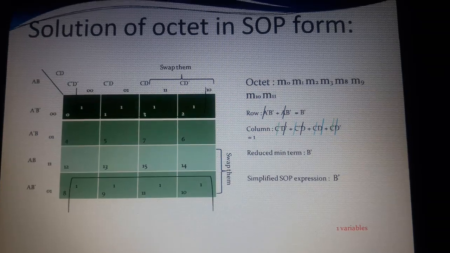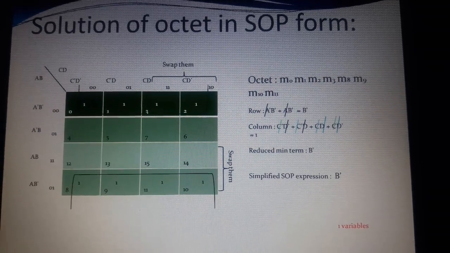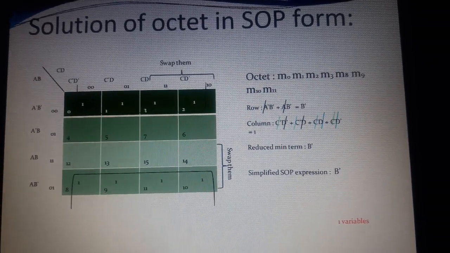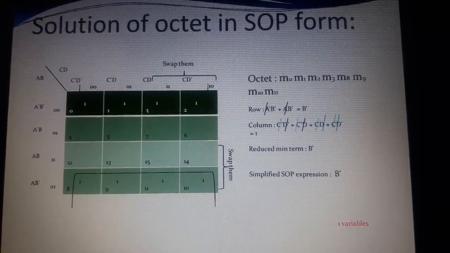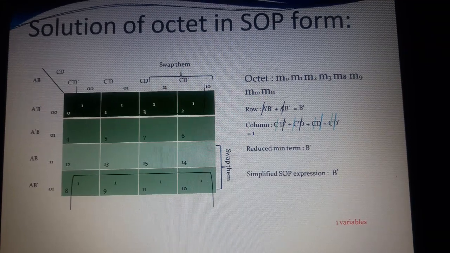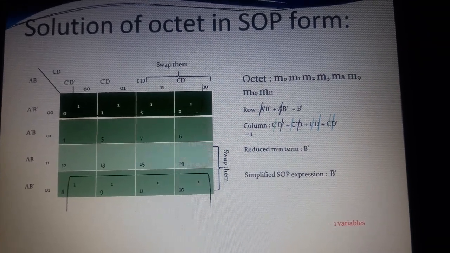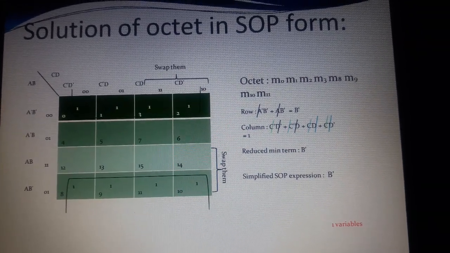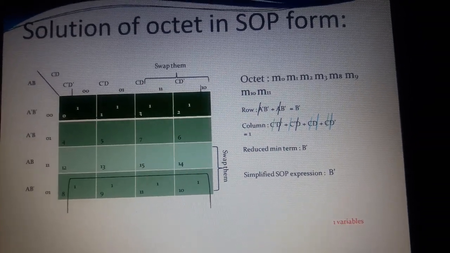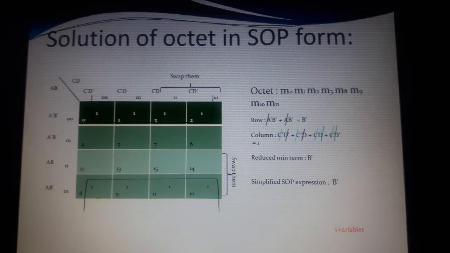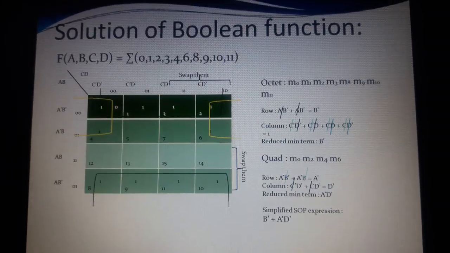That's why the rules of K-map say always try to create an octet first, then go with quad, and then go with pair, because K-map wants a reduced expression. An octet produces only one variable, a quad produces two variables, and a pair produces three variables. That's why always remember to go with octet, then quad, then pair. And see what we are having in our next slide.